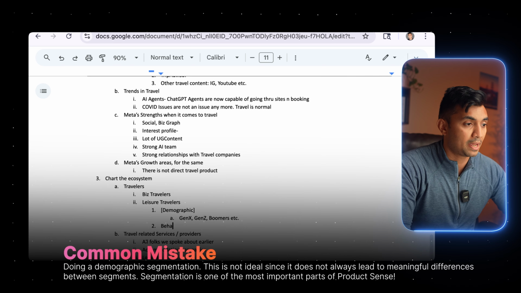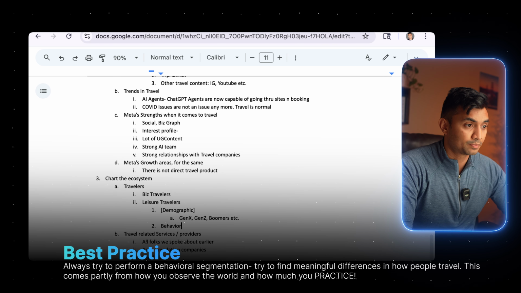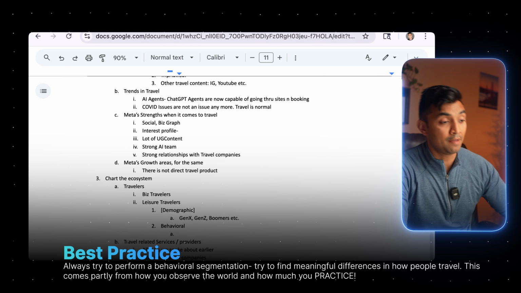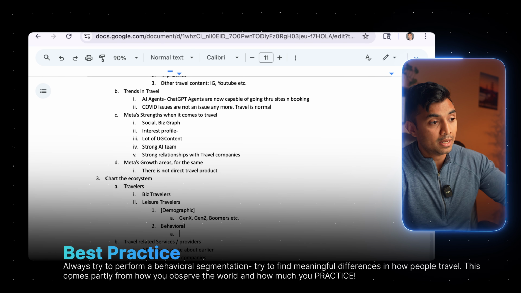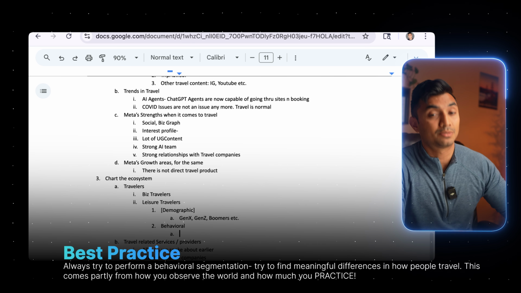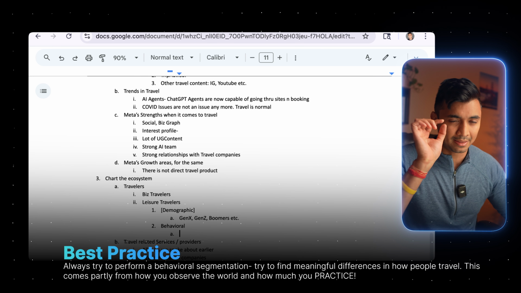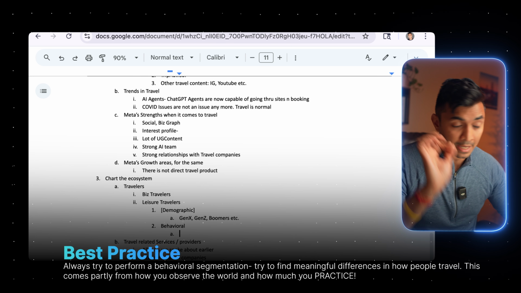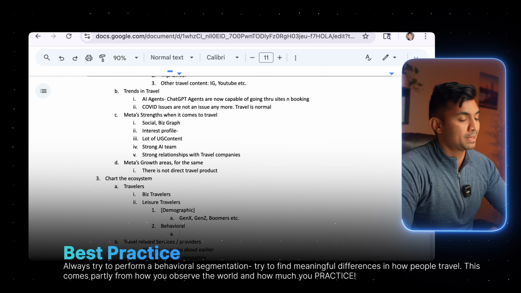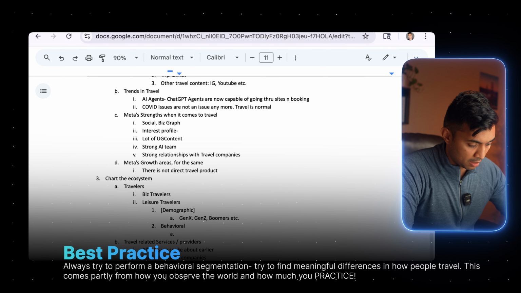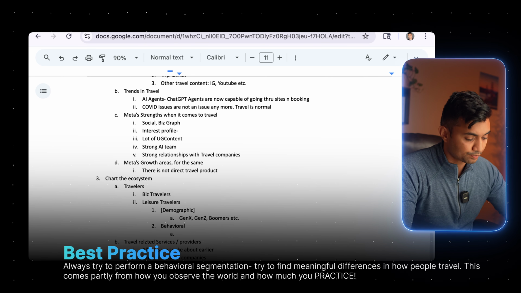So we want to do a behavioral segmentation. That is usually the default. And if you cannot figure out anything, then you go to demographic, but that's really going to cause you issues unless in that specific prompt demographic makes sense, which it does sometimes. So let me take a second to think about behavioral-based segmentation.